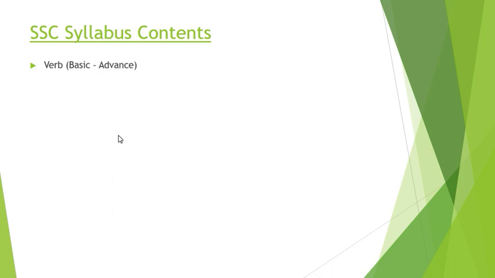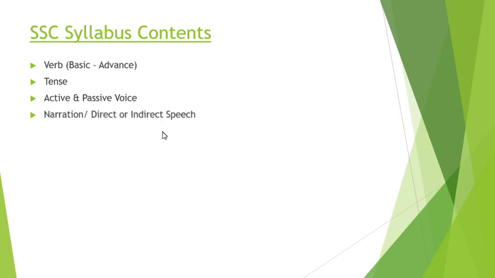So the first is verbs. Verbs we will also read in banking, but here you will find basic, moderate and advanced types. Then tense, and then active and passive voice. Active voice will be given, 4 options will be there, you have to find out the passive voice. Narration, or you can call it direct or indirect speech, same thing. Direct speech will be given or indirect speech will be given, options will be there, you have to find out the answer.